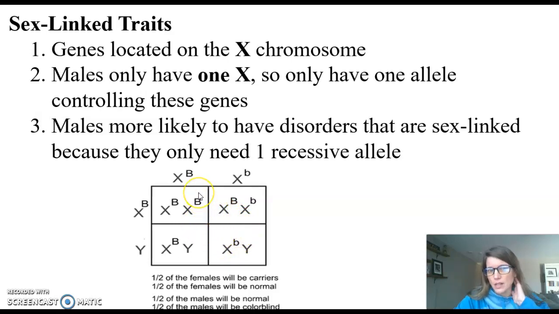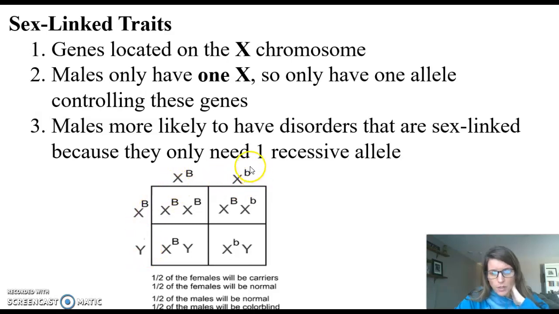Let's say this trait is colorblindness, because colorblindness is a trait that is sex-linked, held on that X chromosome. The lowercase letter is going to represent the colorblindness. So in order to be colorblind, the female has to have both X's with the sex-linked trait. So both of her X's would have to be little b's. Where the male, he either is normal vision, big B, or is colorblind, has a little b. You'll notice no trait is held on the Y chromosome, so no letter is attached to that.